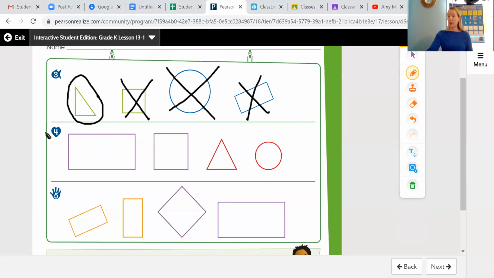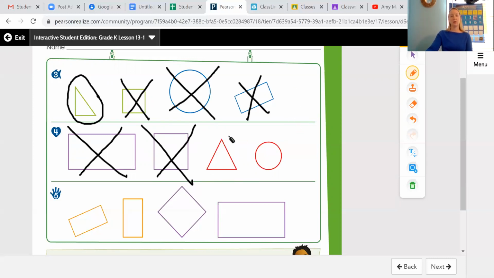I am not a rectangle, and I have 0 sides. So first, not a rectangle. Remember, a rectangle has 4 sides and 4 vertices. Let's look at this first one. 1, 2, 3, 4. 4 sides, it must be a rectangle. And the first clue is I am not a rectangle. We're going to cross that out. Let's look at this square. How many sides does the square have? 1, 2, 3, 4. Is that a rectangle? It sure is. And our first clue, remember, is I am not a rectangle. And I have 0 sides.